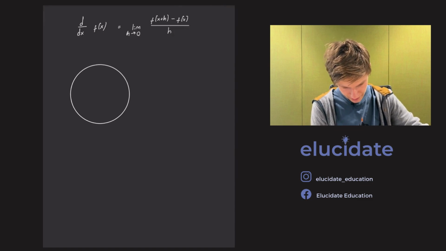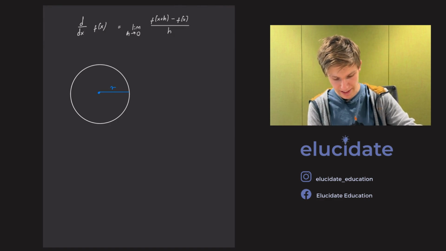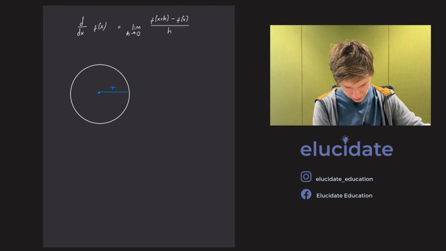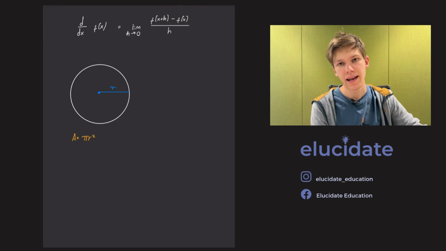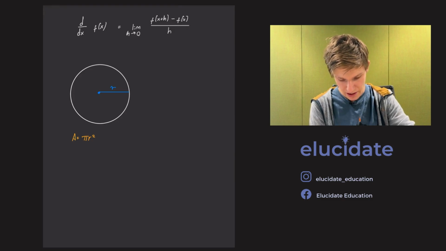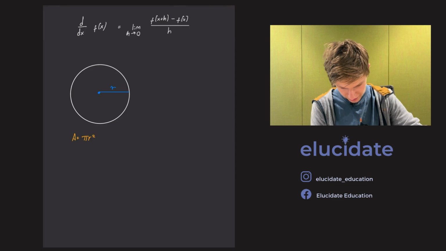Now, we know that this circle has a radius of r. Now, when we evaluate our area just of this circle, we are going to find that the area is, of course, pi r squared. Now, what happens when we add some tiny increment h to the area of the circle? In this case, h is going to correspond to a slight increase in the radius. I'll mark this here as h.